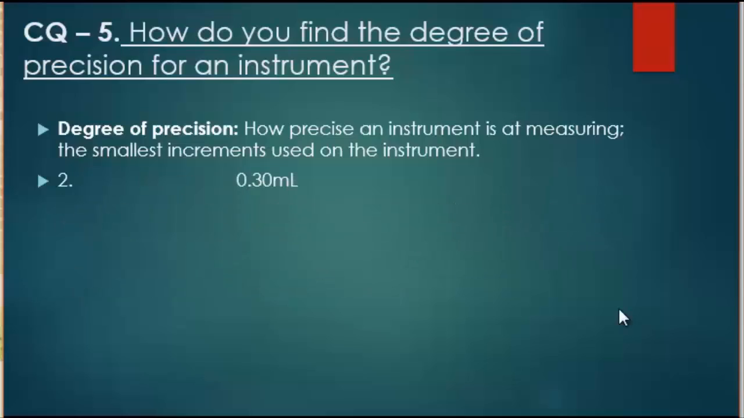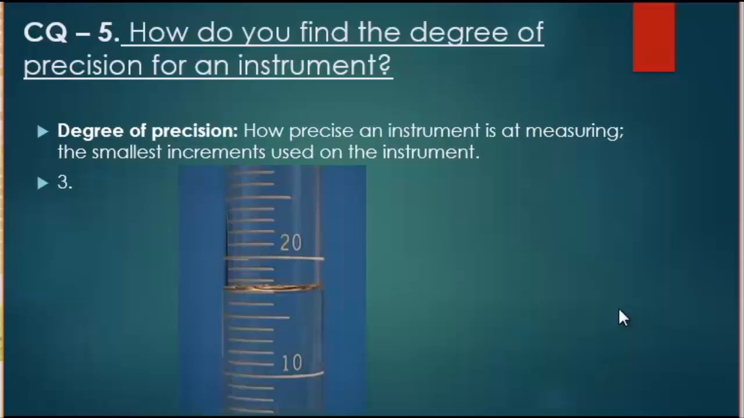Now look at the next number, 0.30 milliliters. Circle on your page the estimated digit, and now circle the number that shows the degree of precision of that instrument. Okay, you should have circled 0 for the estimated digit because the estimated digit is always the last digit. That's the one you guessed. And then the 3 is actually the degree of precision of the instrument. The instrument was able to measure to the 10th place of milliliters.